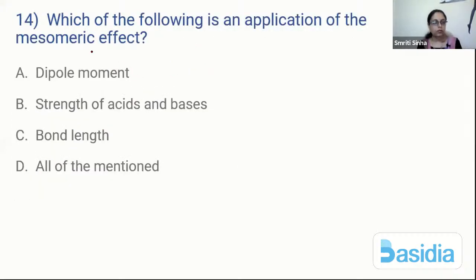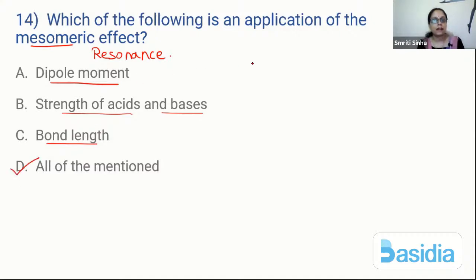Next, which of the following is an application of mesomeric effect? Mesomeric effect means resonance effect. So which of the following will be the application of resonance effect? You need to tell that. First, dipole moment. Yes, dipole moment can be known by the resonance effect. Next, strength of acids and bases. Yes, you can know the strength of acid and base by resonance effect. Bond length. Yes, this is also true. That is, all of the above.